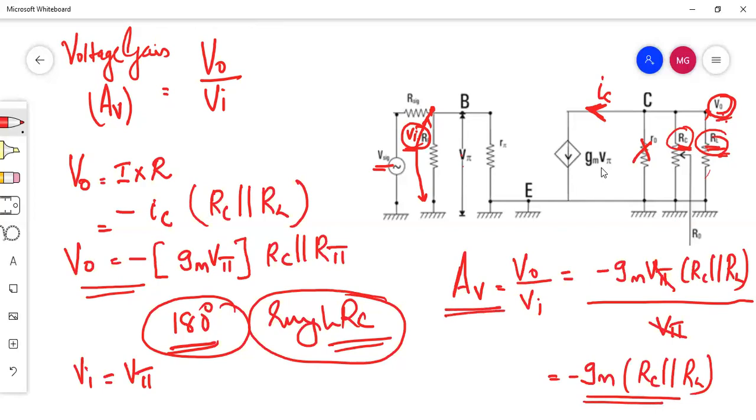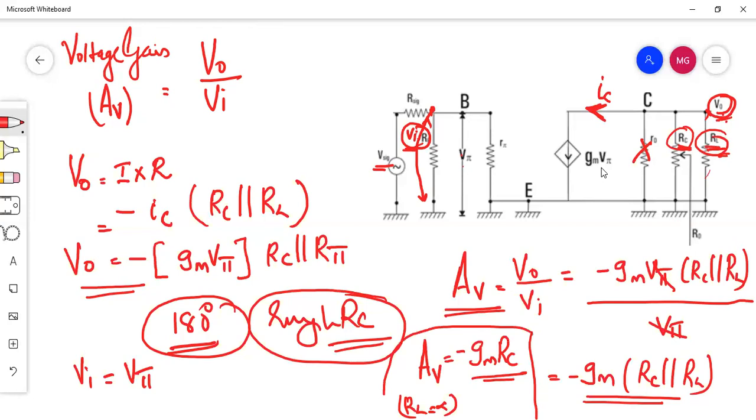Then we can take one more point. What is the open circuit voltage gain? That means voltage gain with RL equal to infinity. If RL is infinity, then I will get minus gm into RC. This is a case, a condition we can deduce from this. This is called voltage gain.